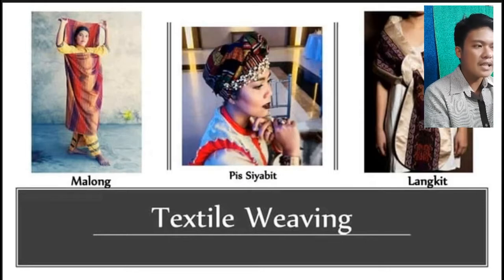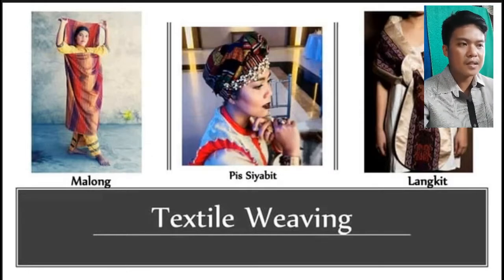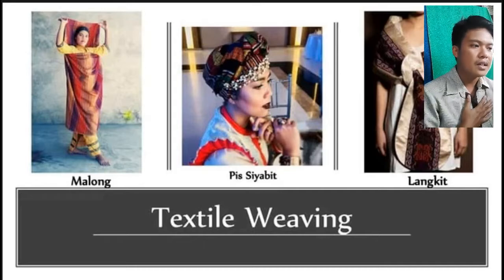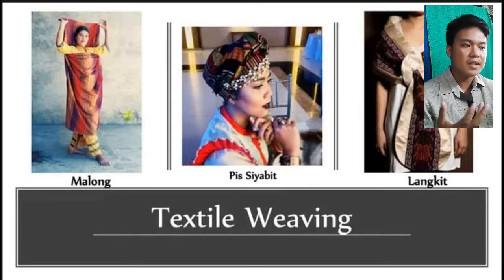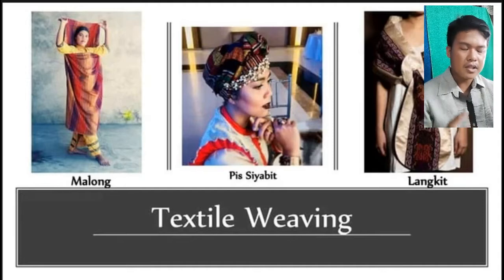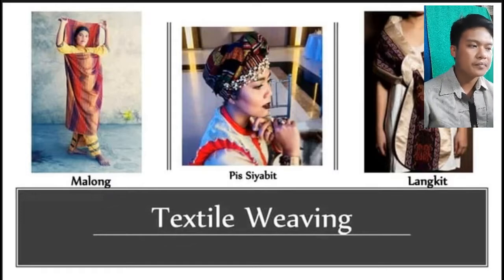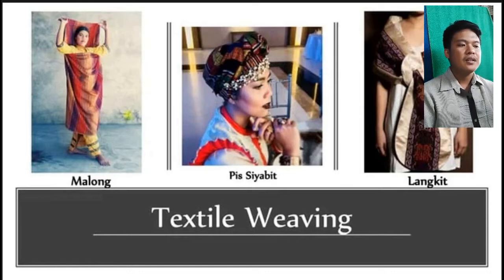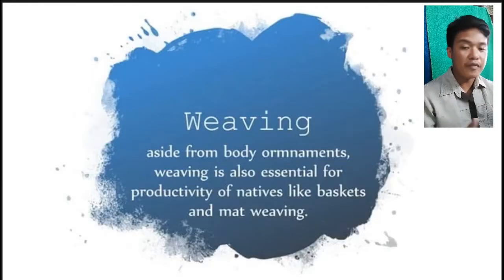And the pis siabit is a headcloth, or the pis. That's why it's called pis, because it's a head cloth, which is usually worn by the Tausug men. It also has a geometric pattern, just like the malong, and it is usually made from silk. The weaving technique, the way it is woven, is called siabit. That's why it's called pis siabit. Next is the langkit. Langkit is a Maranao word meaning a strip of multicolored fabric, in a design or style of malong, except that it is very long. It can be used at the top or at the bottom, but one thing that distinguishes it from a malong is that it is very lengthy.